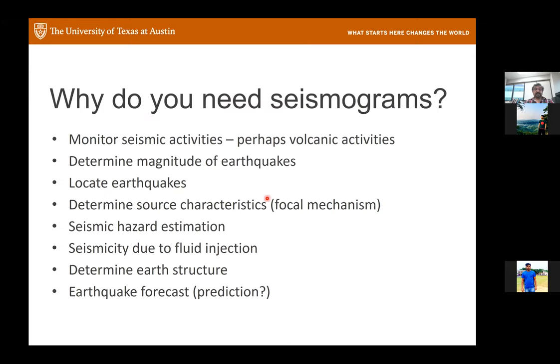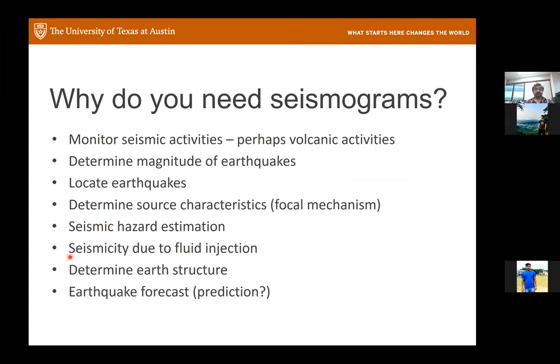So we need seismograms to monitor seismic activities and perhaps volcanic activities as well, determine magnitude of earthquakes, locate earthquakes, determine source characteristics, which we call focal mechanism, and estimate seismic hazard.